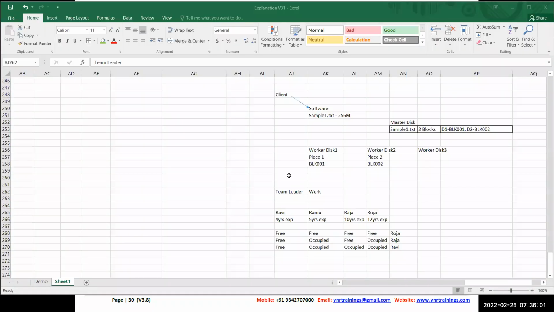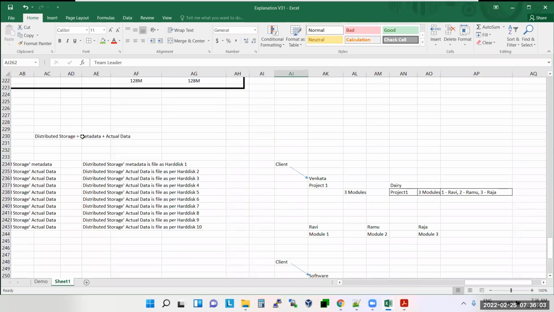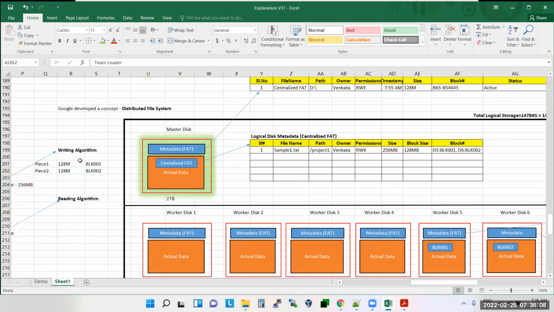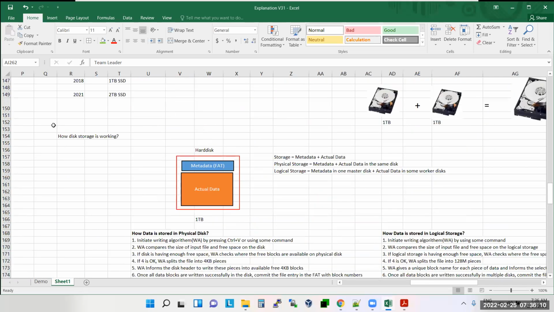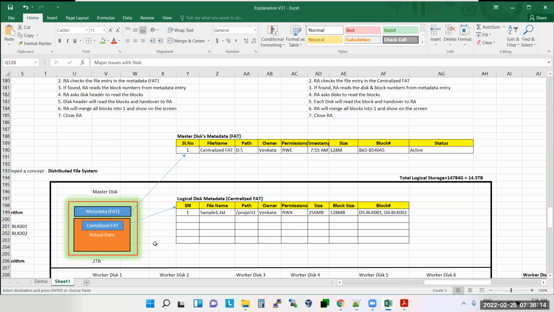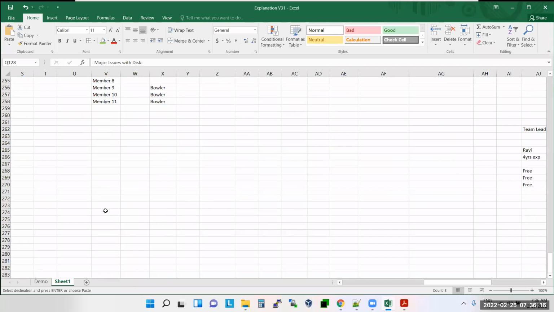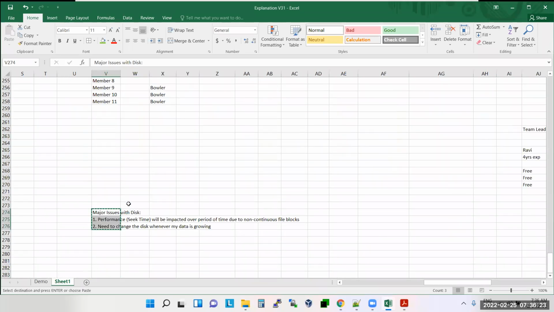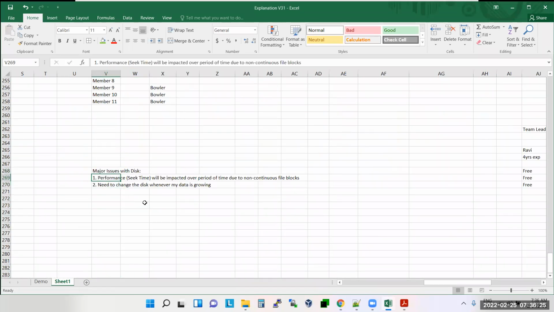Do you think the distributed file system will solve these two problems? What are the problems we discussed? These are the major issues we discussed. Now the question is whether this distributed file system will be able to solve our performance issue. We will see this.